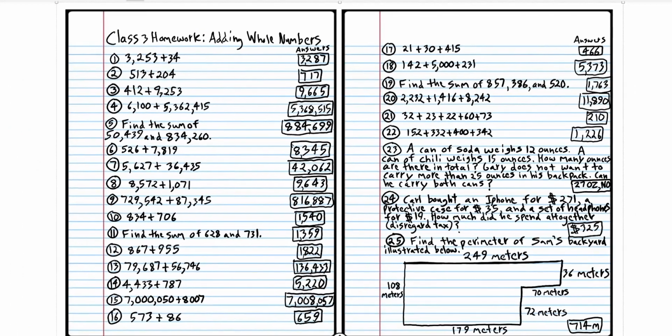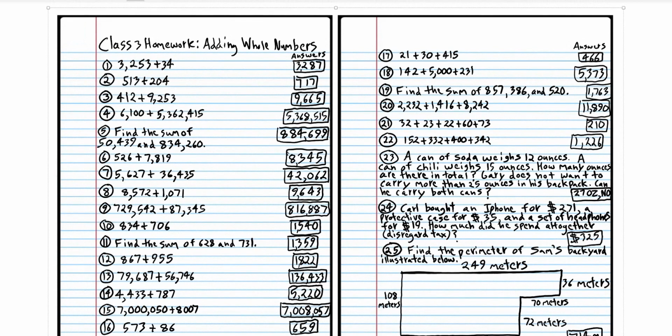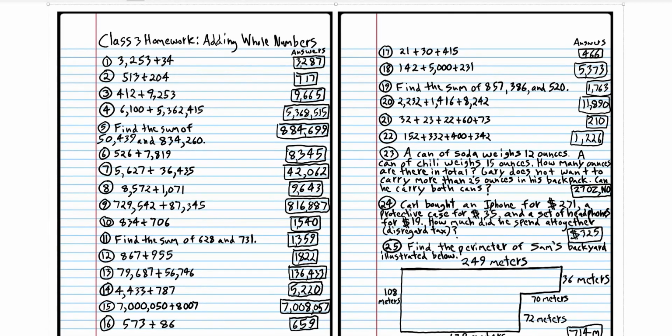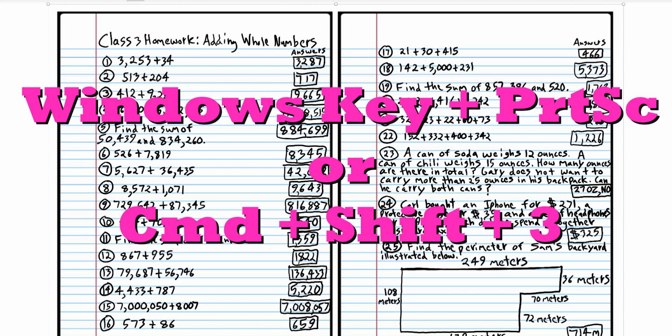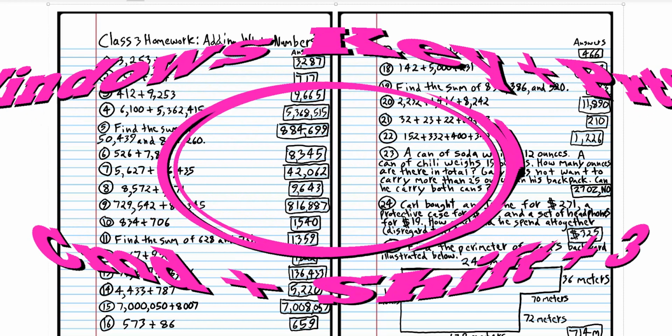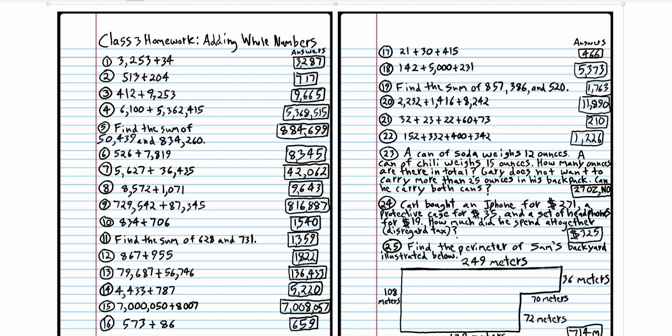You want to get a screenshot of this. Again, if you have a PC, you push I think you push the Windows button, and then at the upper right you push the Print Screen button. I can't remember what the buttons are called, but just Google screenshot. Take a screenshot, and you have looks like 25 problems.